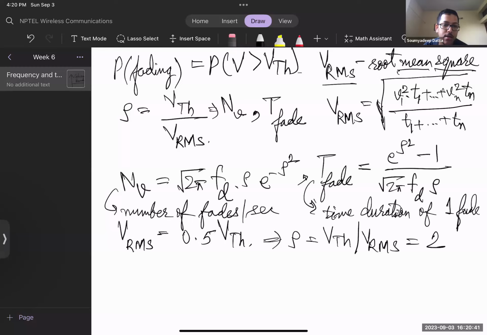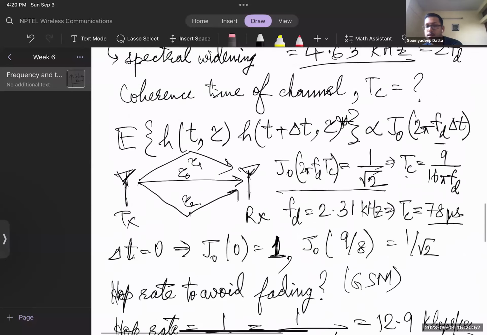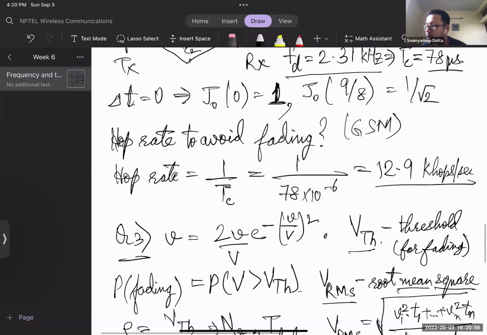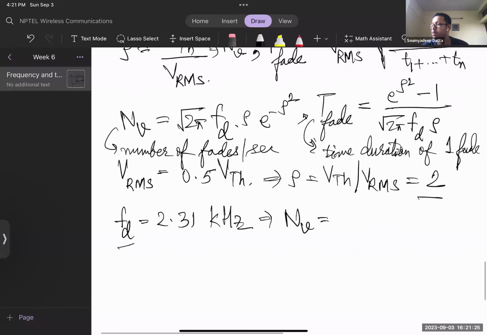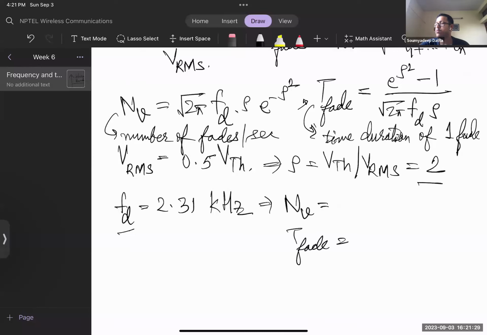If I'm continuing the same question, I already know the value of Doppler frequency, which is 2.31 kilohertz. So let me write it again. 2.31 kilohertz. Can somebody just tell me the answers? You just have to plug FD and rho into this formula and tell me the answer. What is NT? This answer has to be reported as an integer, so tell me the closest integer value, and also P fade. You just have to put it in a calculator. There is nothing fancy here.